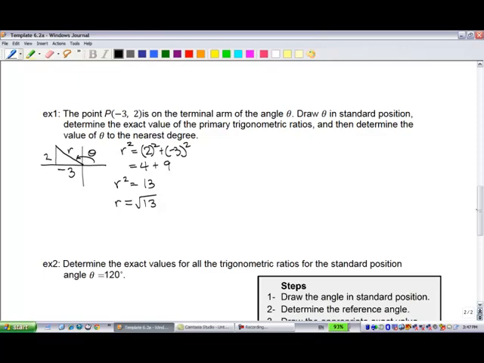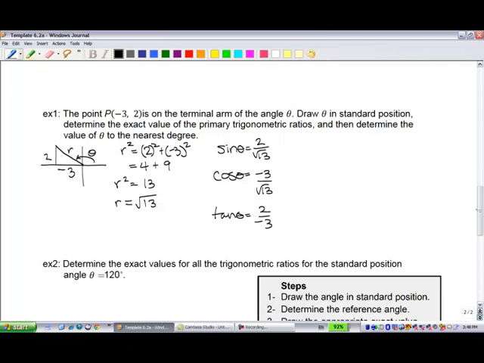If we want to take a look at the sine ratio, cos ratio, sine theta is opposite over hypotenuse. There's a nice exact value, 2 over root 13. We can do that for cosine as well, negative 3 over the hypotenuse of root 13. And tan theta, opposite over adjacent, so negative 2/3.